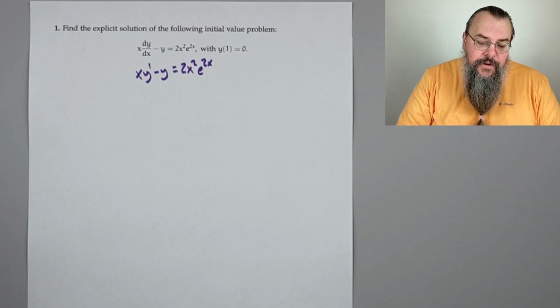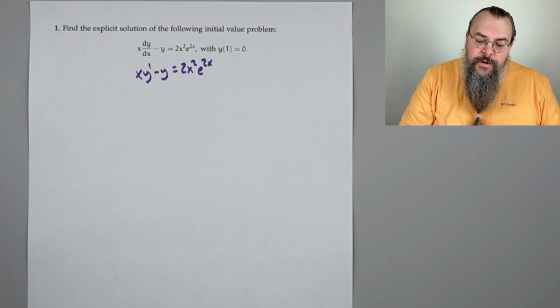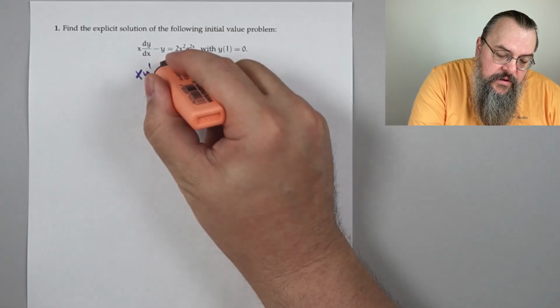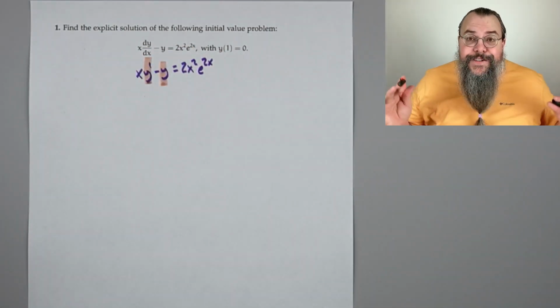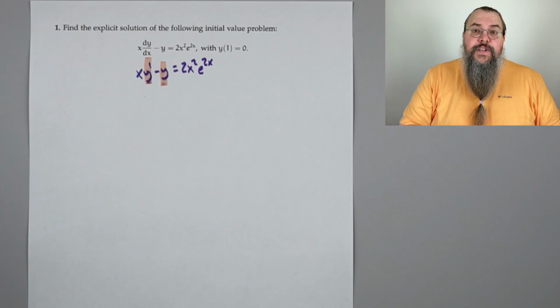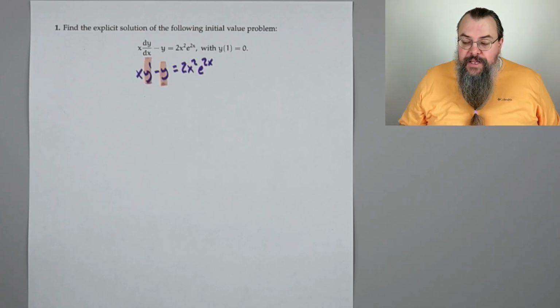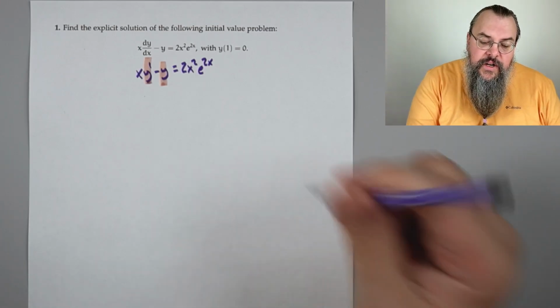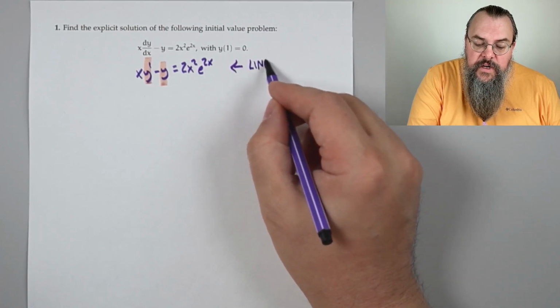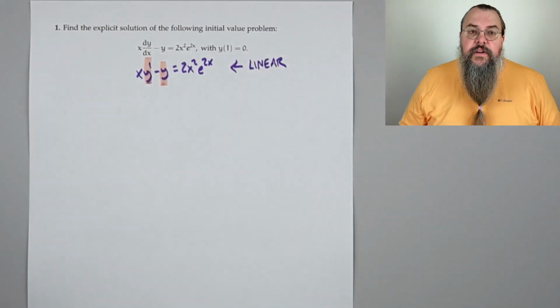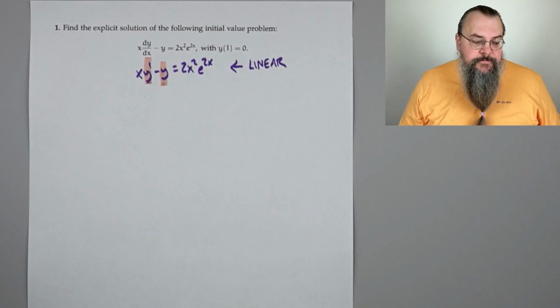So for us, what's our clue of what we need to do? Well, our clue is we see a single y and a single y prime, and that's it for the y's. So we say, oh, that means something. In particular, that means that this problem is linear. So we're going to use our technique of solving a linear differential equation.